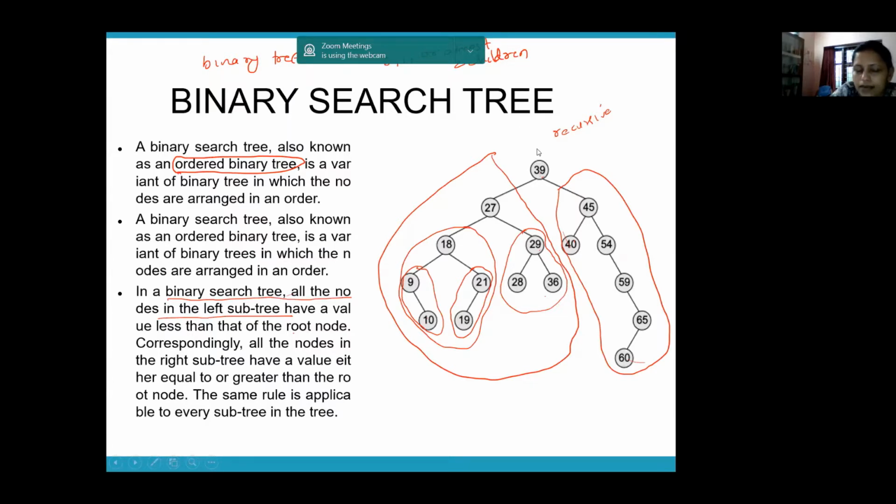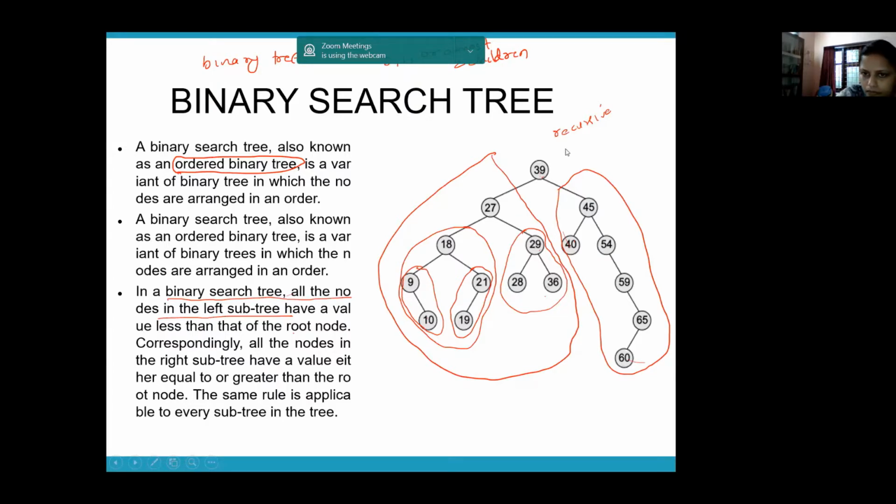So as I said, in a binary search tree, every node follows this property. That is, all the values in the left subtree will be smaller than the root node and all the values in the right subtree will be greater than the root node. Okay, so that is applicable for each and every node in your tree. Every node's left subtree will have values smaller than that particular node and values in the right subtree will be greater than the value of that particular node.